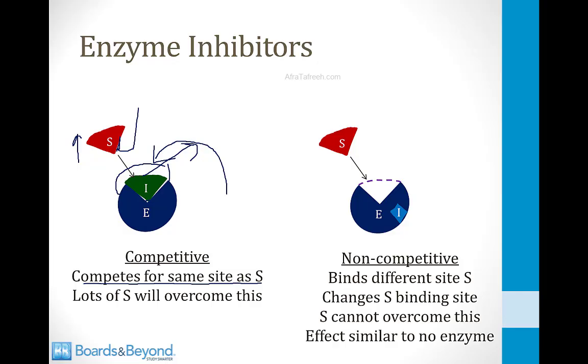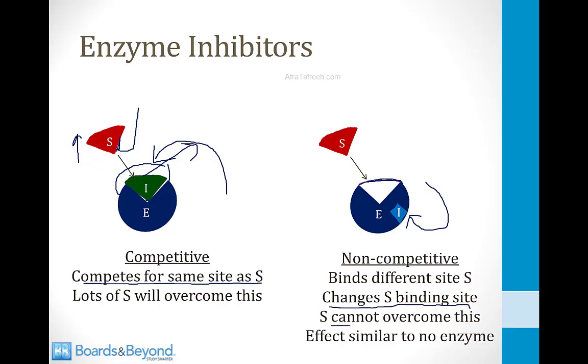A non-competitive inhibitor works differently. It binds to some different site on the enzyme away from where the substrate binds, and it changes the shape of the enzyme so that there's no ability for the substrate to bind anymore. In other words, it blocks off that binding site indirectly by binding to some other area. This means that the S binding site is different and it doesn't have the right shape to fit S anymore.